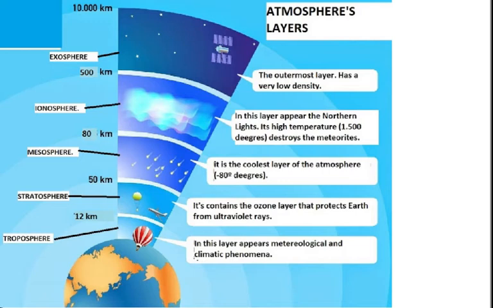The atmosphere is composed of 5 main layers. Like Earth's layers, they all have different thicknesses, temperatures, and compositions.